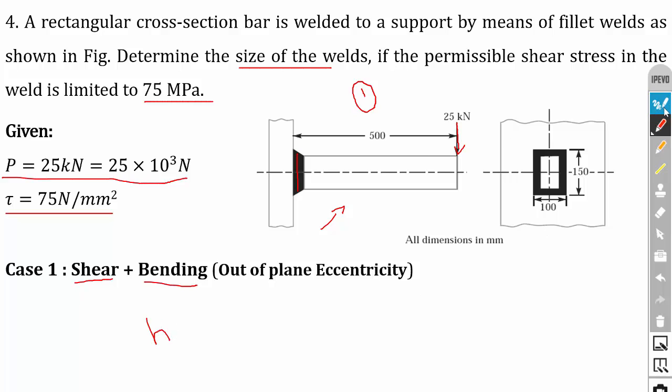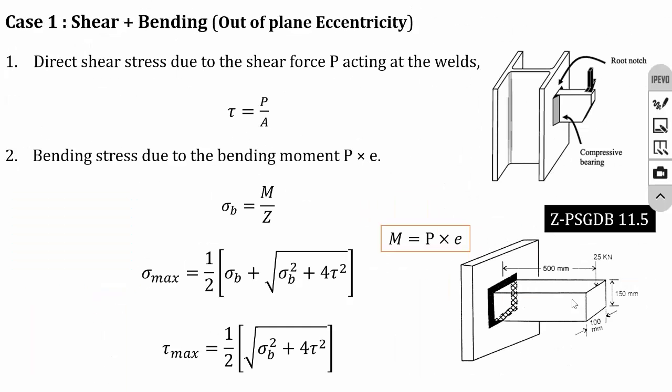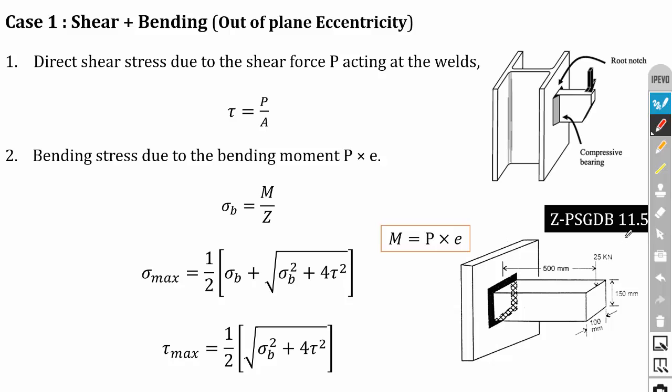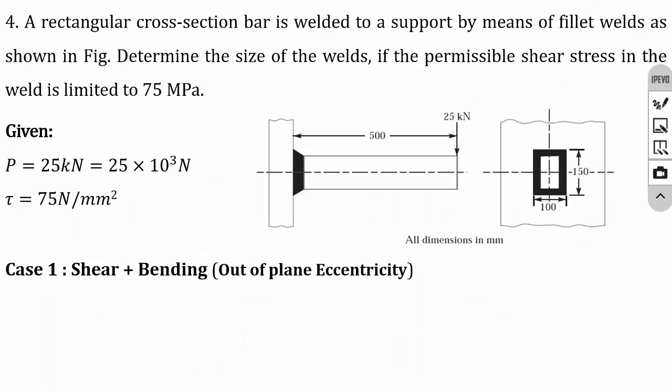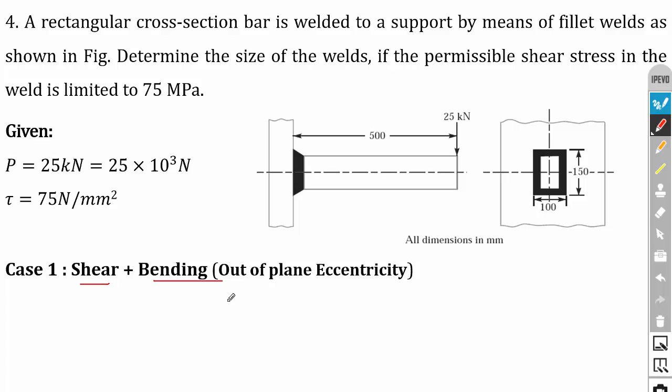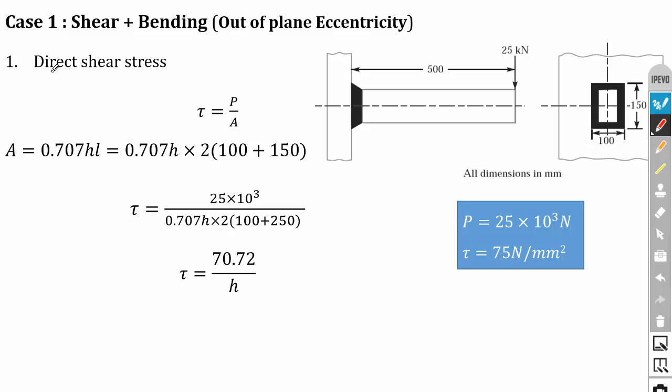If you see the three-dimensional view of this problem, it will be like this. So this is actually the three-dimensional view of the given problem. The welding is carried out in one plane and the load is acting on another plane. So it comes under case 1, that is the primary load is shear and the secondary one is bending. So first consider the primary stress, that is direct shear stress, and we know that the equation is tau is equal to load by area.